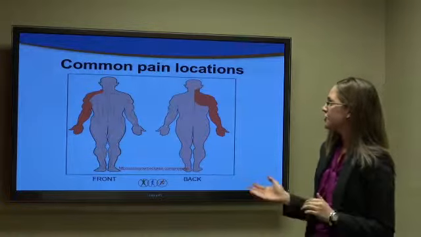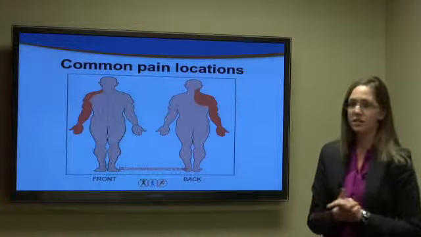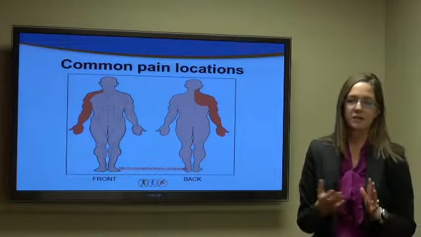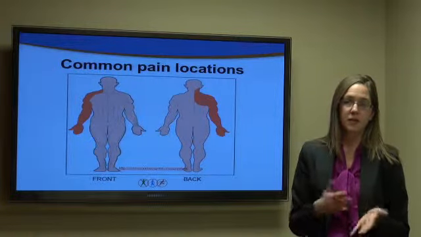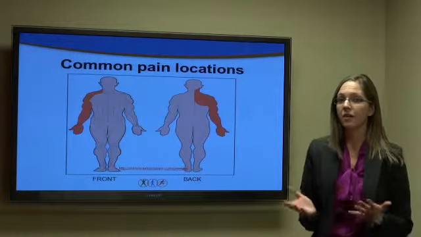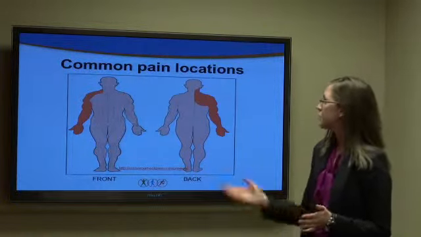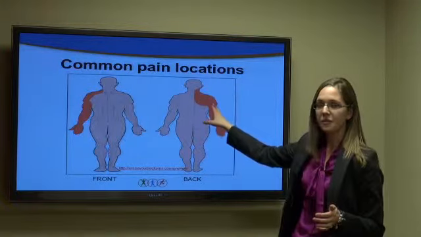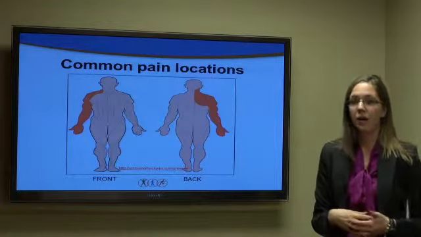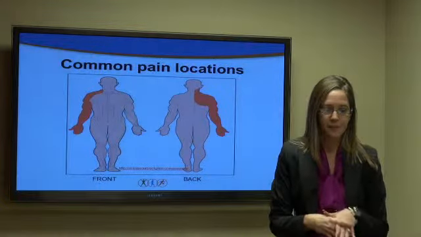So this is an illustration of the common pain locations in somebody that has a neck injury. Patients, like I said before, with a neck injury may or may not have neck pain, or they may have other associated symptoms. They could have pain coming down the side of their arm or in their upper back and going all the way down into their hand.